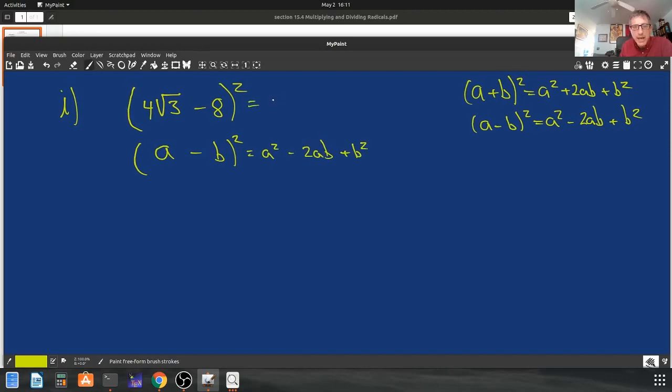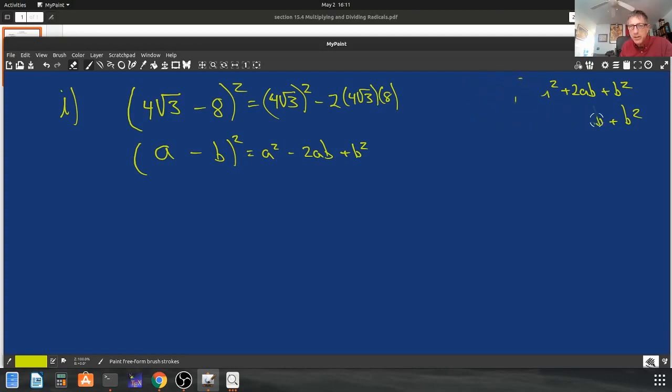So here my a is 4 on the square root of 3 squared, minus 2 times 4 on the square root of 3 times 8. I'm going to have to erase this stuff, but that's okay. The important one's already there.